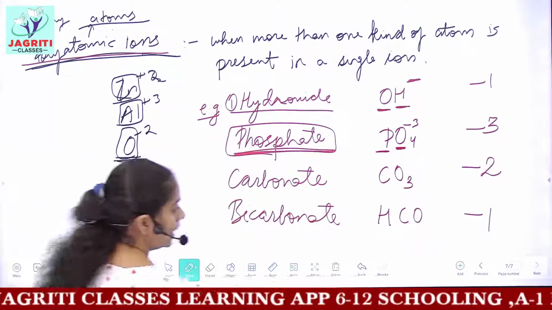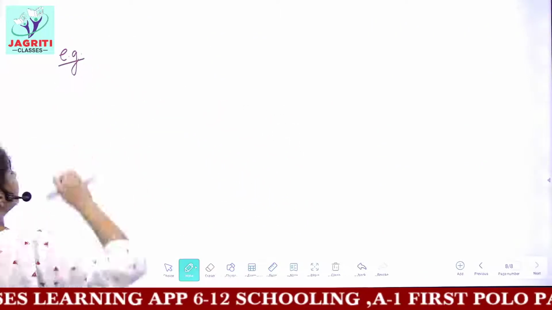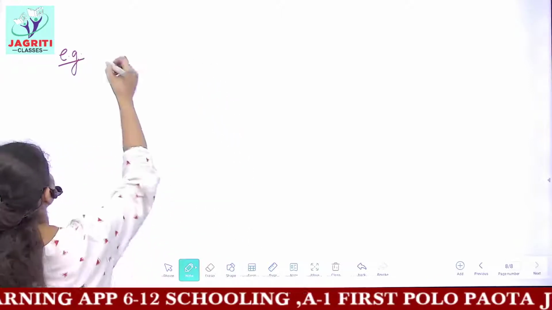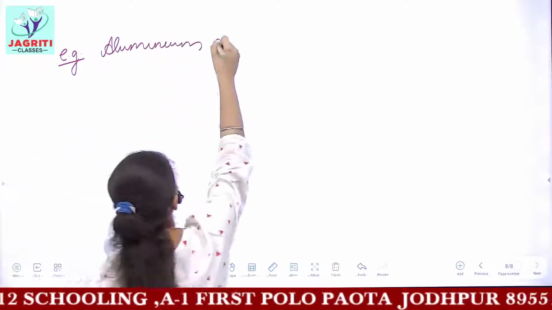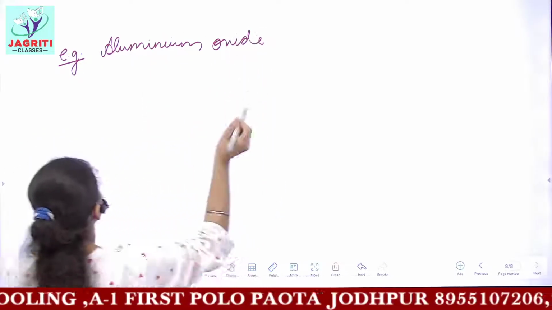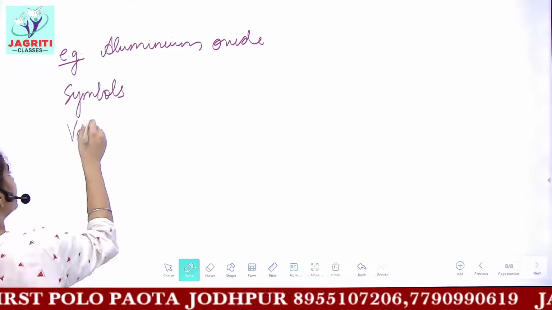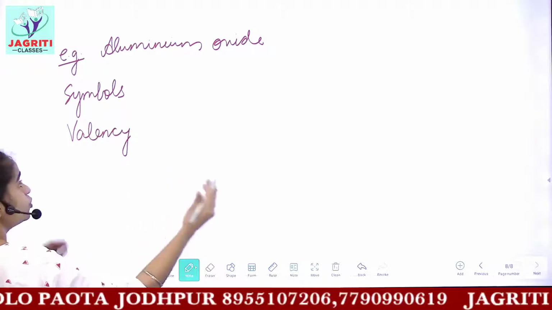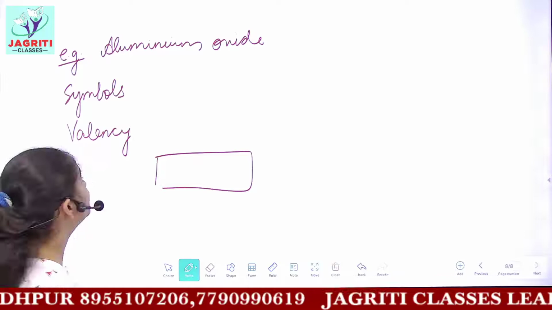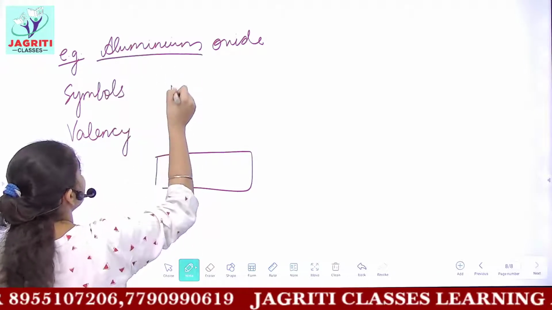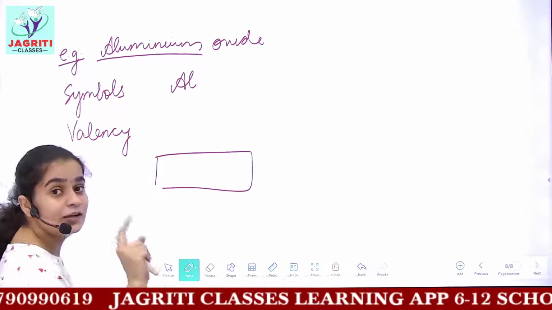Now we'll see how to write the formula. For example, if you are given, write the formula of aluminium oxide. First you have to write their symbols, then you have to write their valency or charges, then you cross multiply both the things and you get a formula. Let's see how we do that. For aluminium, the symbol we have is Al. For oxide, just recently discussed, O2 minus.